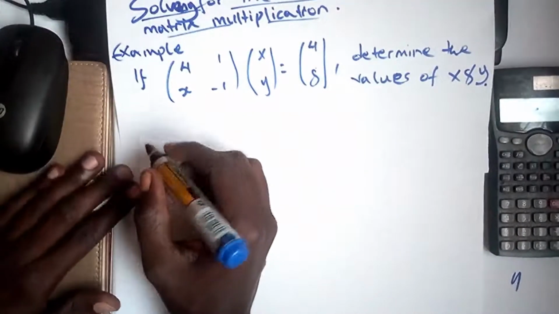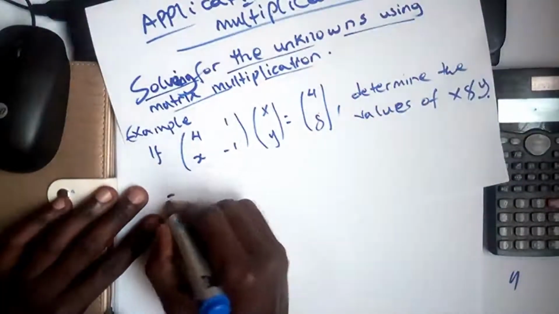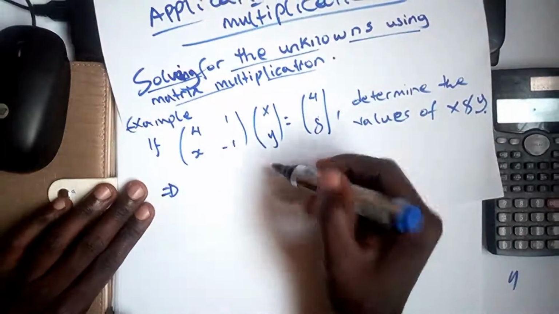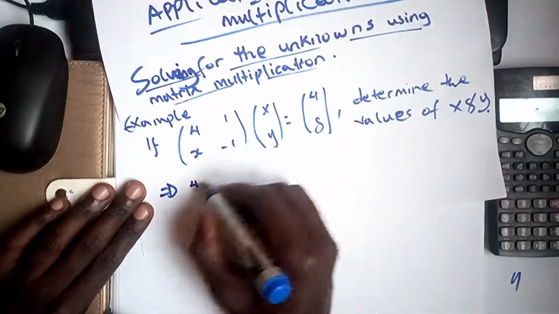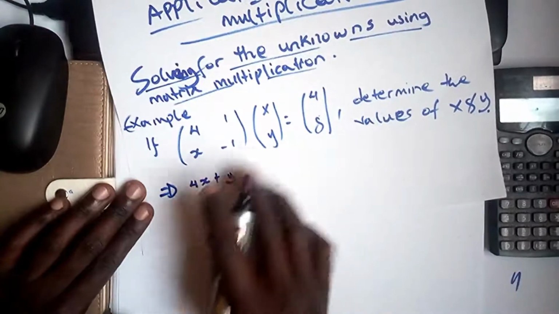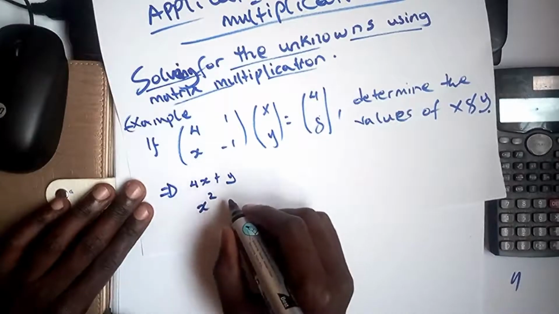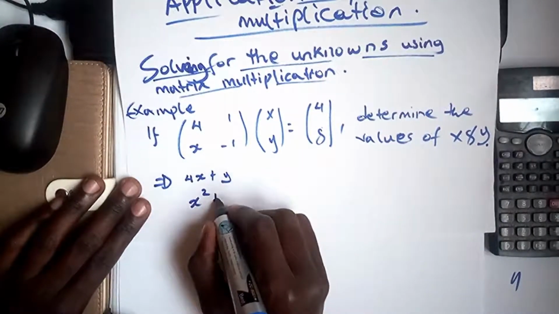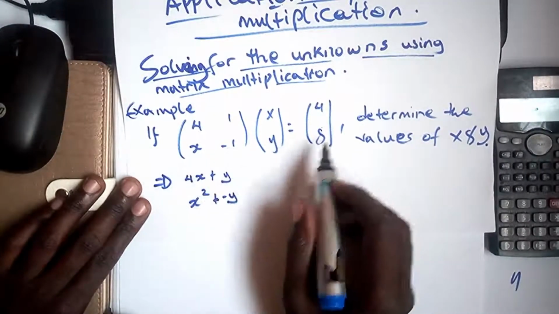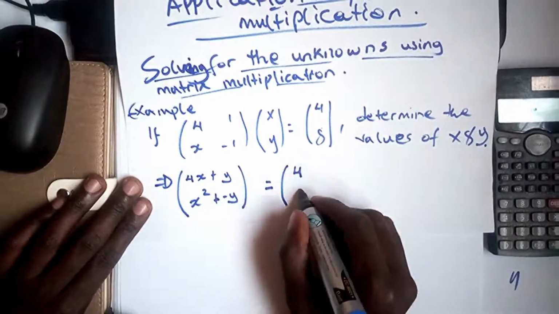If I multiply the matrices, I'm going to have 4, of course, remember, row by column. This row multiplied by that column. So I'm going to have 4x plus y. Then there's no other column, so we go down. So this is x squared plus negative y. So this is a matrix which is equal to 4, 8.